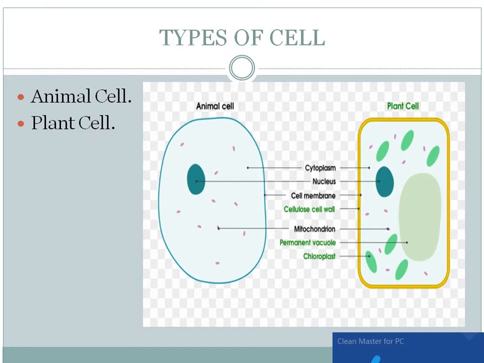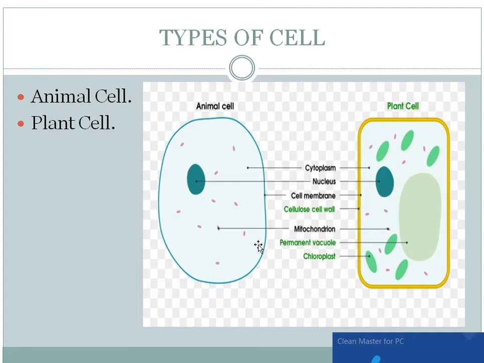Types of cells. Students, I will show an animal and plant cell picture on your screen. Animal cells have a cell membrane, nucleus, cytoplasm and vacuole. You can see on your screen cytoplasm, nucleus, cell membrane, vacuole.